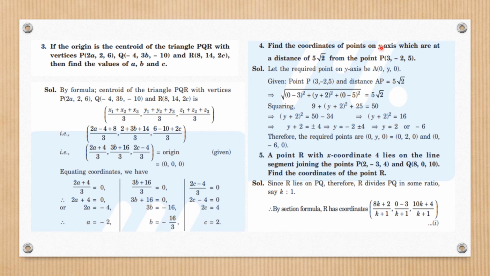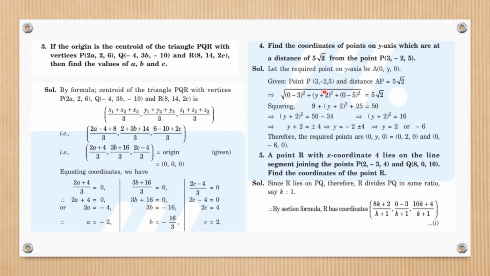Number 4 is: find the coordinates of the point on the y-axis which are at a distance of 5√2 from the point P with coordinates (3, −2, 5). Okay, so let the required point on the y-axis be of the form (0, y, 0), which means x and z both will be 0. So the distance of this point, that is AP, is 5√2. So apply the distance formula here.